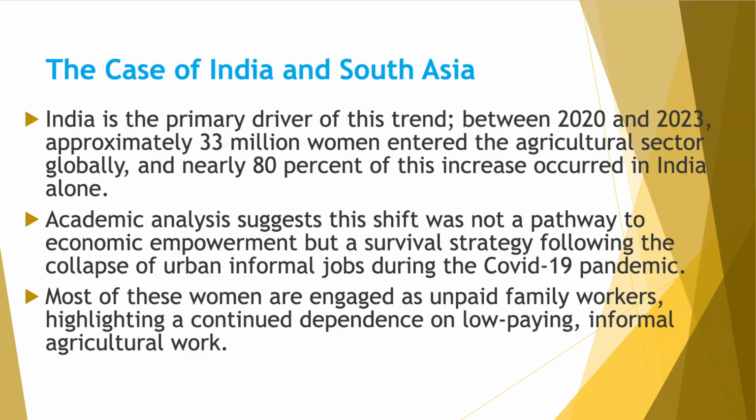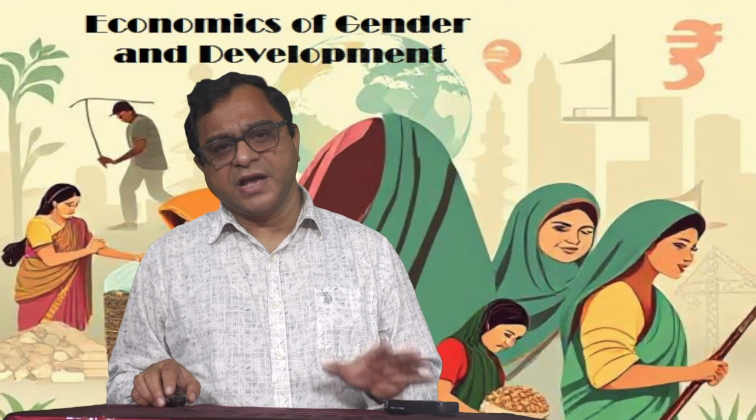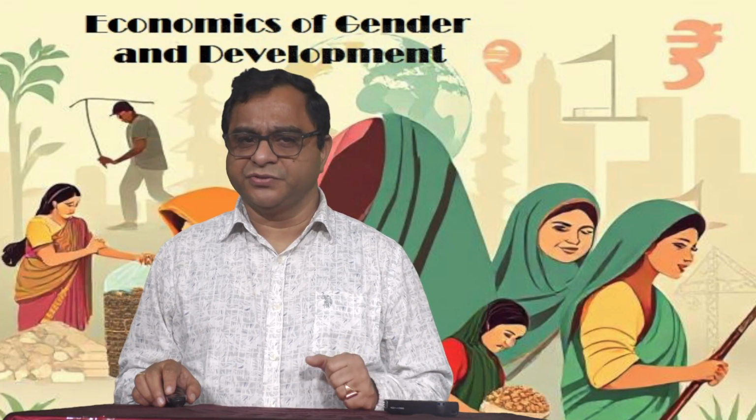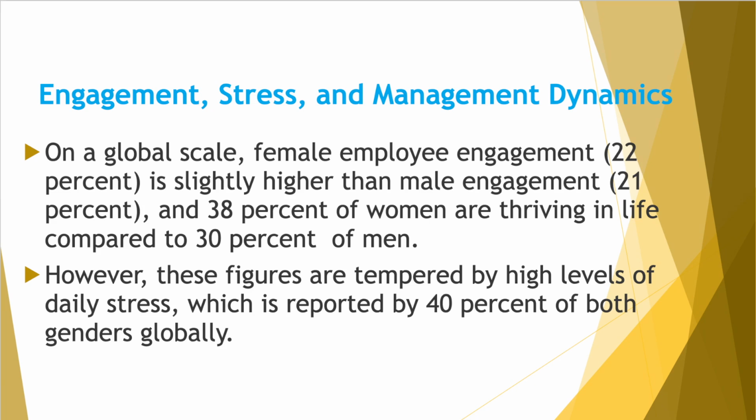So most of these women are engaged as unpaid family workers, highlighting a continued dependence on low-paying informal agricultural work. And looking at the issues of engagement, stress, and management dynamics, we see that on a global scale, female employee engagement, roughly 22%, is slightly higher than male engagement, 21%, and 38% of women are thriving in life compared to 30% of men.